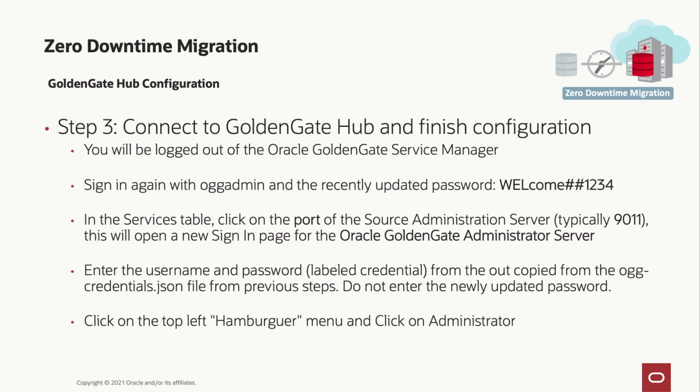After you've done the previous step, you will be logged out of the Oracle Golden Gate Service Manager. Please sign in again with the OGG admin user and the recently updated password. In this case, this is the one we use, but put the one you used. In the services table, click on the port of the source administration server, which normally is 9011, and this will open a new sign-in page. You now should use the username and password from the copied OGG credential JSON file from the previous steps. Do not use the newly updated password. Then click on the top left hamburger menu and click on Administrator.